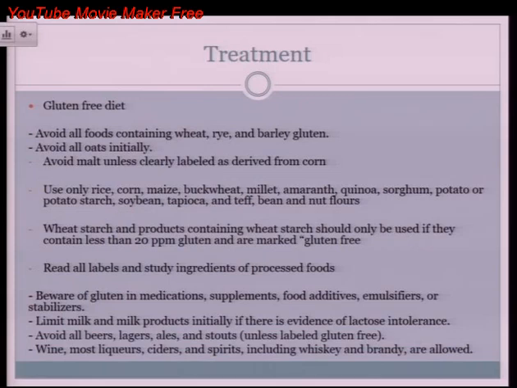Treatment, first, second, third, fourth, fifth is a gluten-free diet. So you want to avoid all foods containing wheat, rye, and barley gluten. Initially, it is recommended that you avoid oats, and then once your mucosa starts recovering, you can go back on the oats. Usually you use rice, corn, maize, buckwheat, millet, and these other grains, quinoa, sorghum, potato, soybean, tapioca, bean and nut flours are okay. Any wheat products and wheat starch can be used only if they contain less than 20 parts per million gluten. So that's what the guidelines use. They check for gluten levels, and if it's less than 20 parts per million, it's labeled as gluten-free.